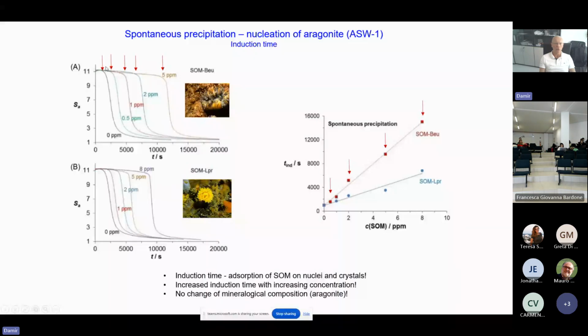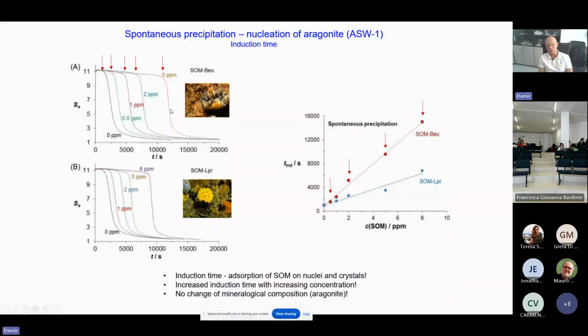But after addition of increasing concentration of organic matter, we can see that the onset of precipitation is prolonged. So in the model system, we have about a few hundred seconds, while at the highest concentration we have about 11 or 12,000 seconds elapse before we have any precipitation. After starting, the precipitation was relatively fast.